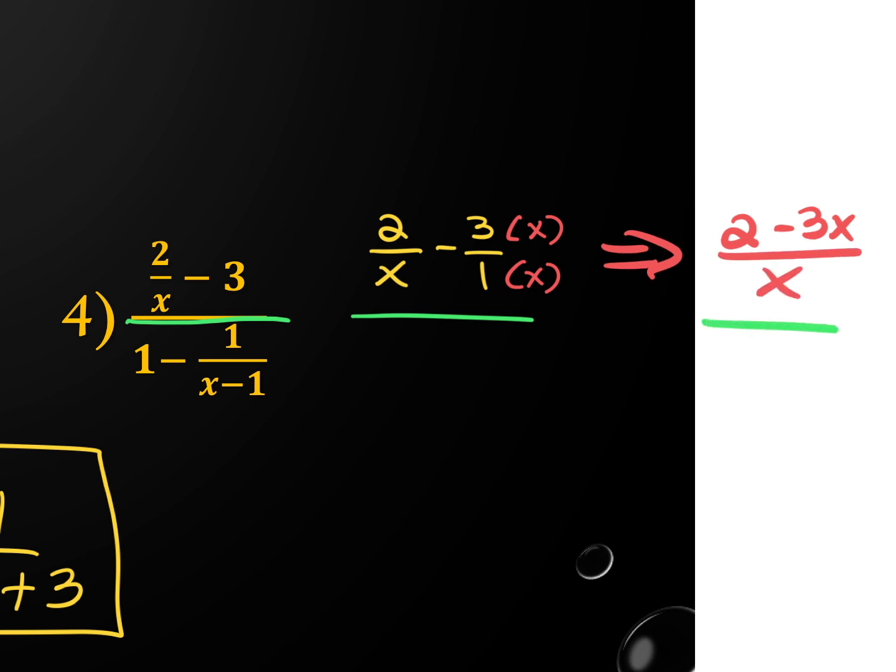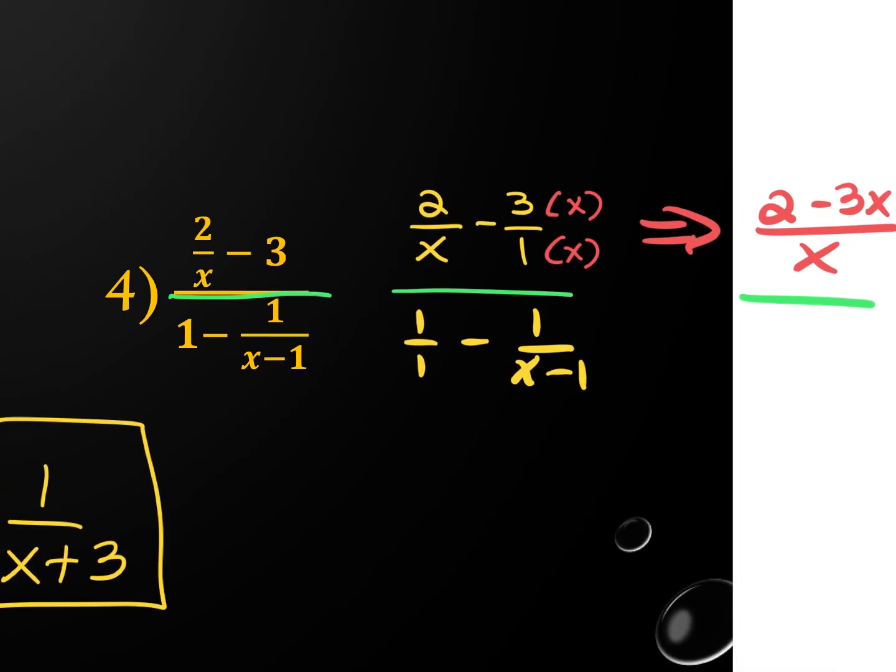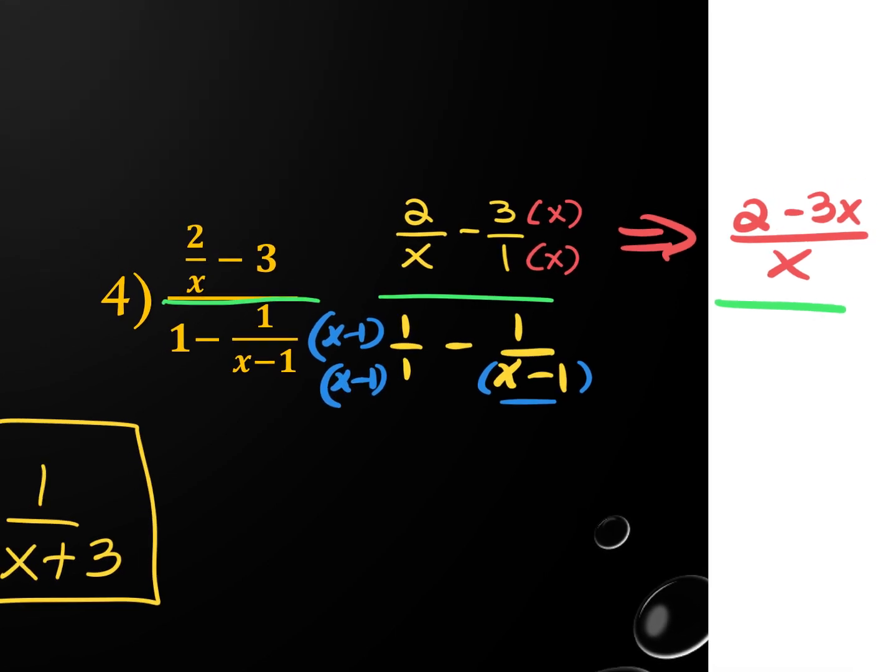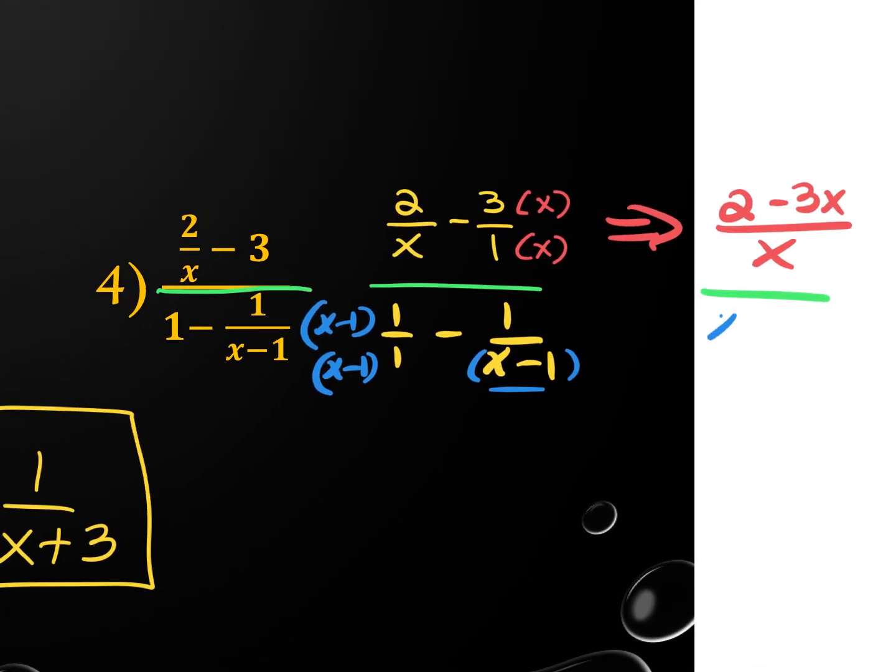And now I'll go ahead and do the same thing to the denominator. I have 1 over 1 minus 1 over x minus 1. Remember, I can't just throw in an x or a negative sign. I actually have to multiply to get the common denominator. So my common denominator here is this x minus 1. So I need to multiply the first fraction by x minus 1. So now I'm left with x minus 1 minus 1 over x minus 1.